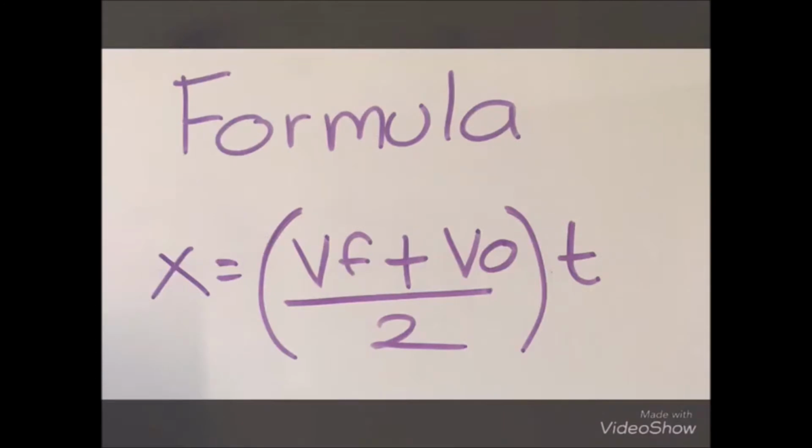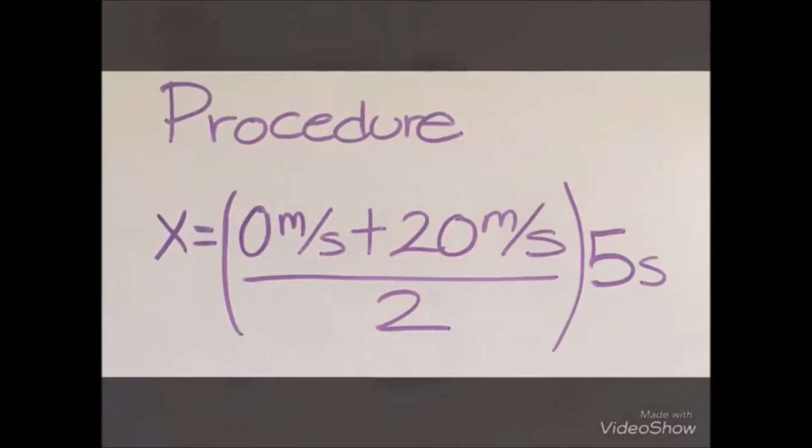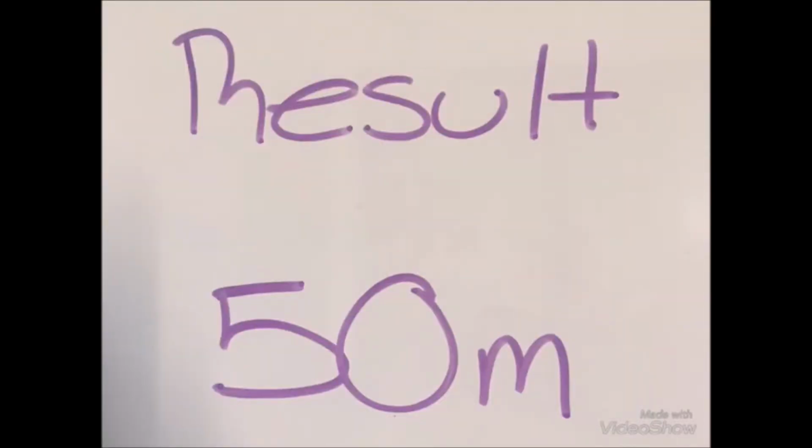And now for the distance, the formula is final velocity plus initial velocity divided by 2, times time. The procedure is 0 meters per second plus 20 meters per second divided by 2, times 5 seconds. And the result is 50 meters.